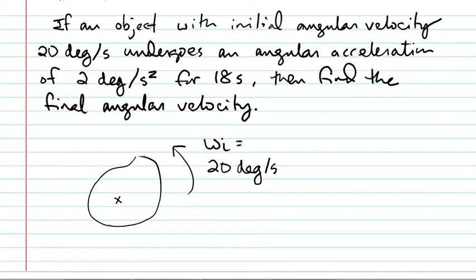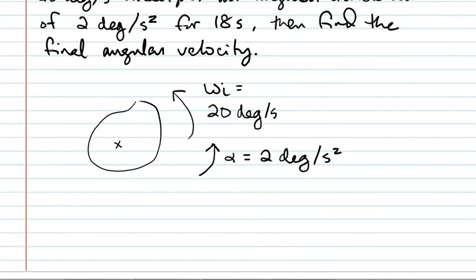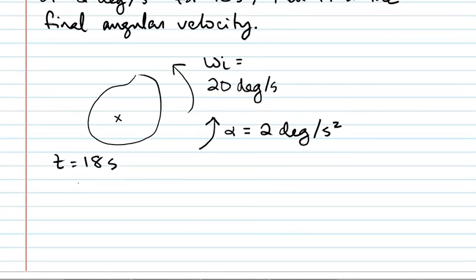20 degrees per second. And it's also undergoing an angular acceleration of 2 degrees per second squared. Well, we can sneak that into the picture too. That's going to be a constant angular acceleration, so there's the alpha of 2 degrees per second squared, and it does this for 18 seconds. So I can even write that one down. T equals 18 seconds. And what we want to do is ultimately find the final angular velocity. So we're really asking the question, the omega final equals what?